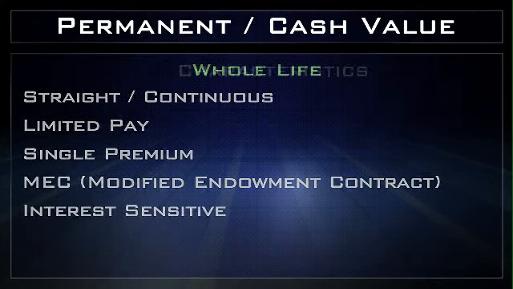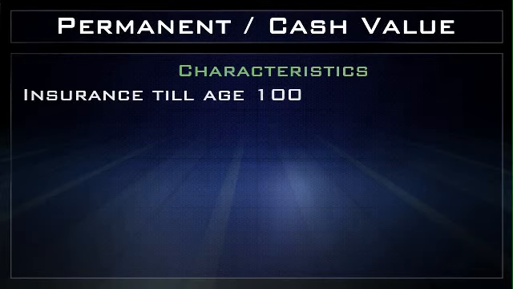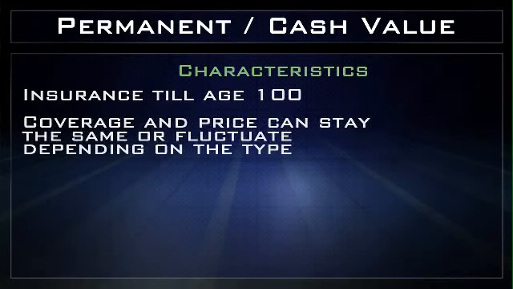A few characteristics of a whole life policy or a permanent policy is this policy will last till you are 100 years old. It's not like temporary insurance where it only lasts for a certain period of time. The coverage and the price can stay the same. However, some policies, those prices will fluctuate, and we'll talk about those.